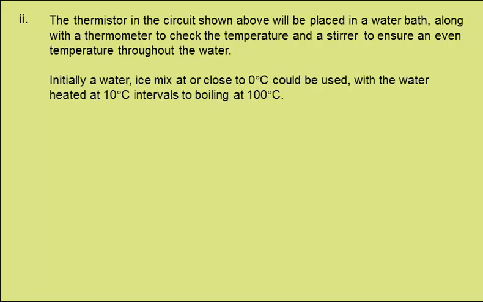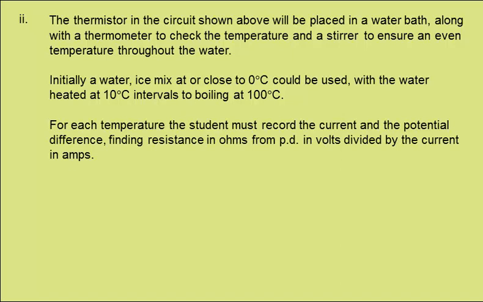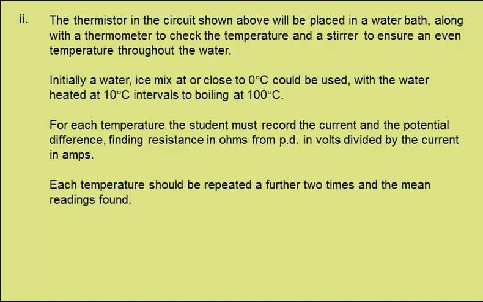Initially, a water-ice mix at or close to 0 degrees Celsius could be used, with the water heated by some method at 10 degrees C intervals to boiling point at 100 degrees Celsius. For each temperature, the student must record the current and the potential difference, finding the resistance in ohms from potential difference in volts divided by the current in amps.